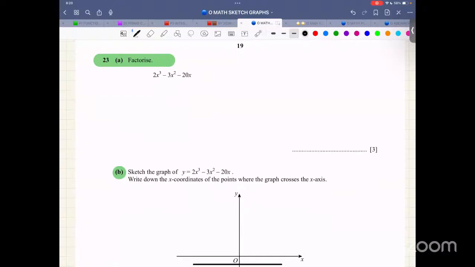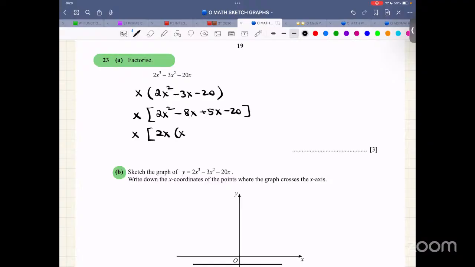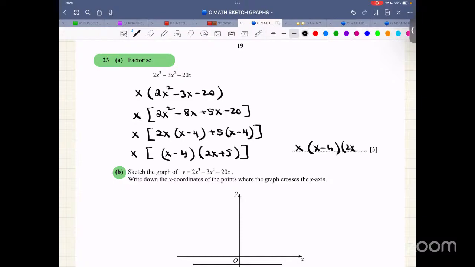Now, another past paper question. It says 2x cubed minus 3x squared minus 20x. Now you have to factorize. So take x common out. That is 2x squared minus 3x minus 20. Middle term factorization, that is 2x squared, that is 8 and 5. So negative 8x plus 5x minus 20. That is x, 2x minus 4 plus 5x minus 4. This is x bracket x minus 4 and 2x plus 5. So this is x, x minus 4 and 2x plus 5.